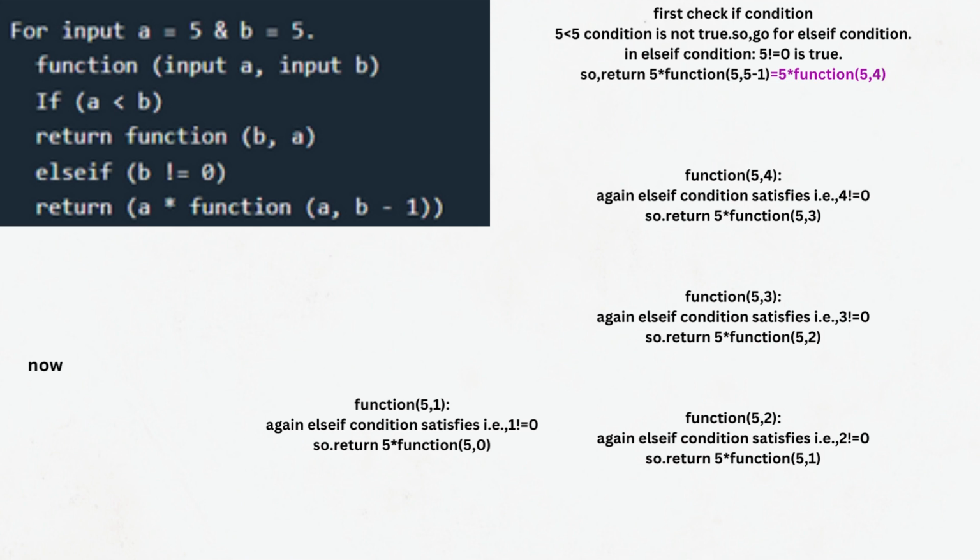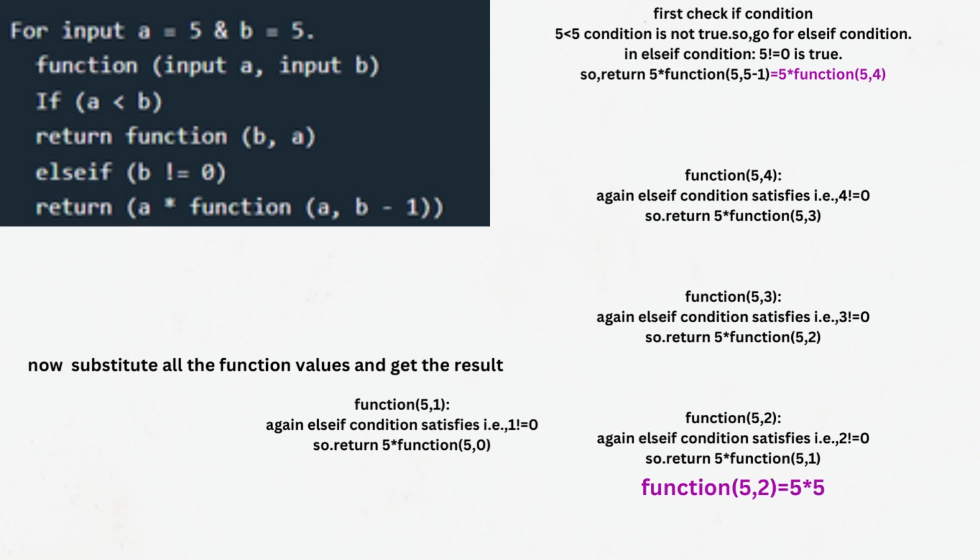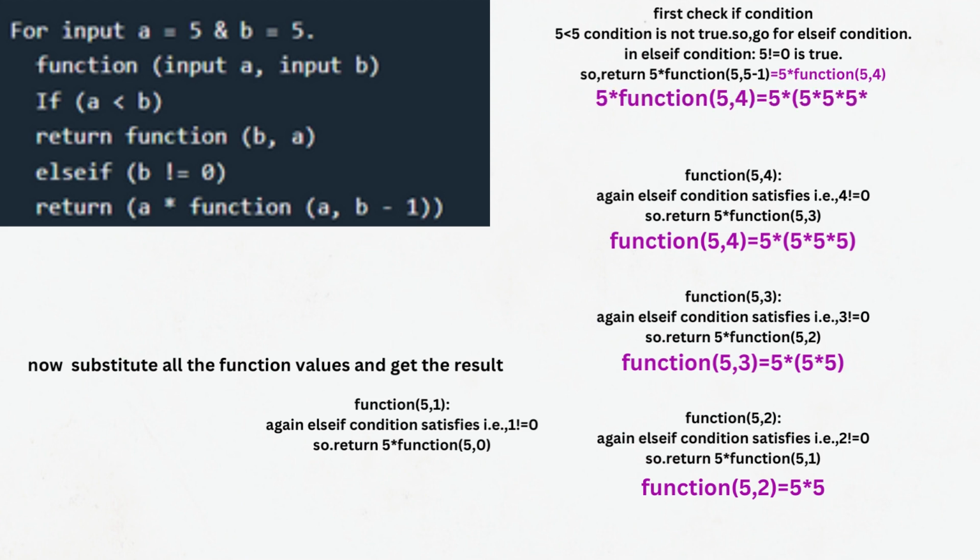Now we need to substitute all the function of a comma b values in their respective places and get the result. Function of 5 comma 2 is nothing but 5 into function of 5 comma 1, so 5 into 5. Function of 5 comma 3 equals 5 into function of 5 comma 2, so it is 5 into 5 into 5. In the same way we substitute in function of 5 comma 4, and in the last, the result 5 into function of 5 comma 4 is 3125.